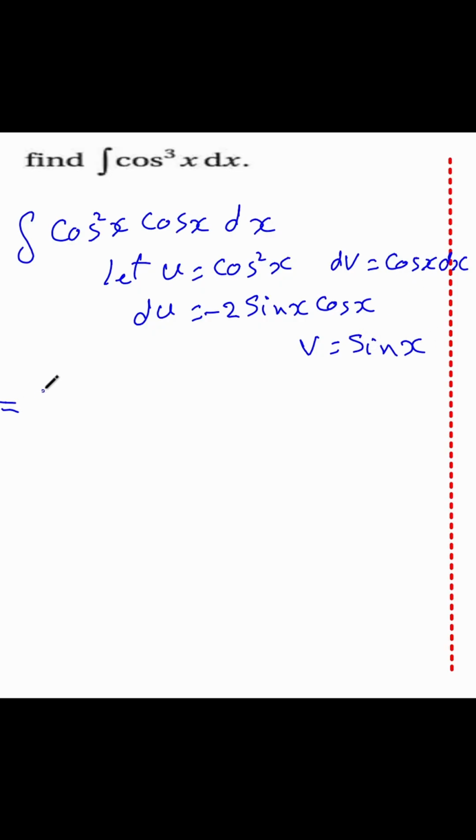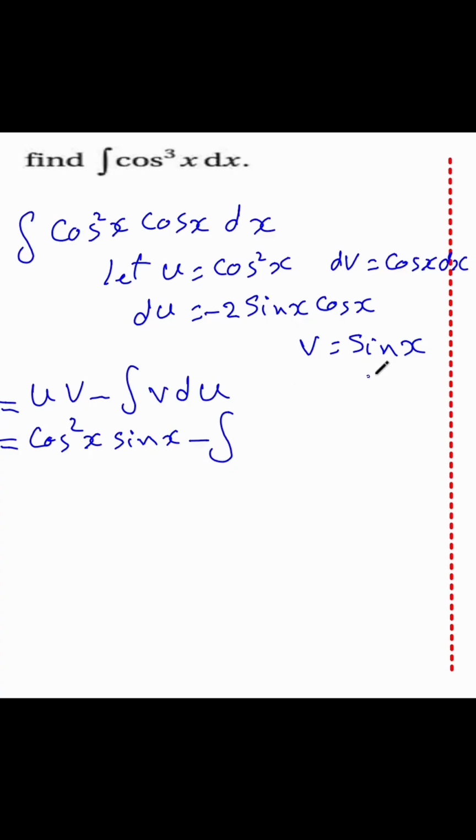Applying the formula, we say this one equals what? uv minus the integral of v du. uv, so you should multiply u times v, so it will be cosine squared x sine x, minus the integral of v du. v is sine x and the du is negative 2 sine x cosine x.